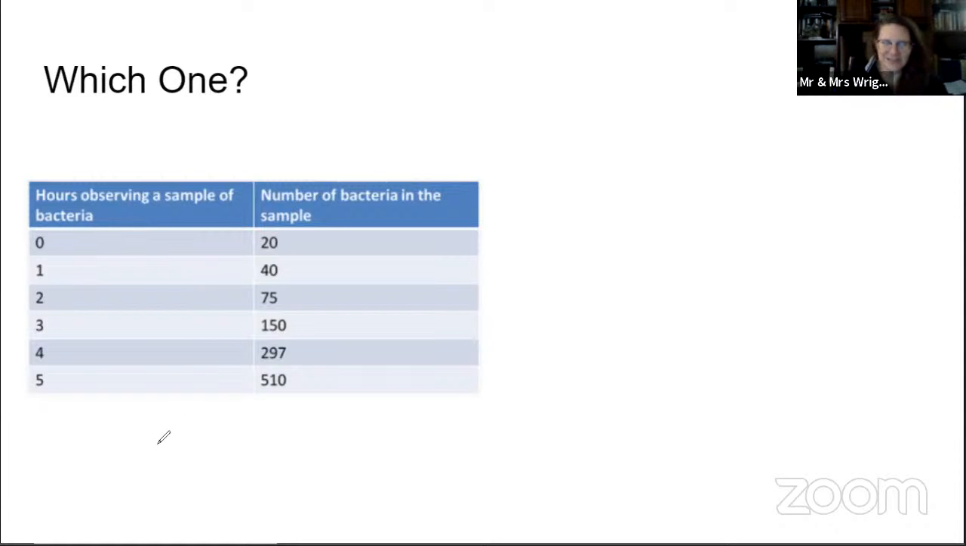Oh my gracious, the name escapes me all of a sudden. It starts with an E. Exponential. Make sure you choose exponential.